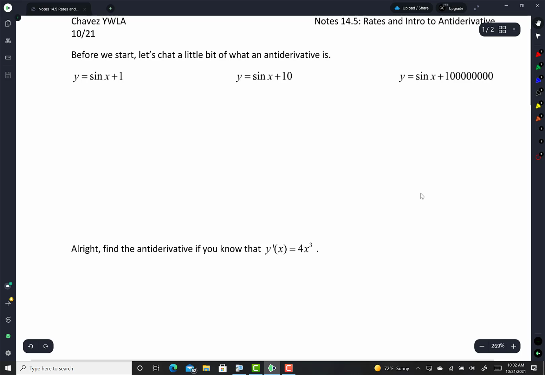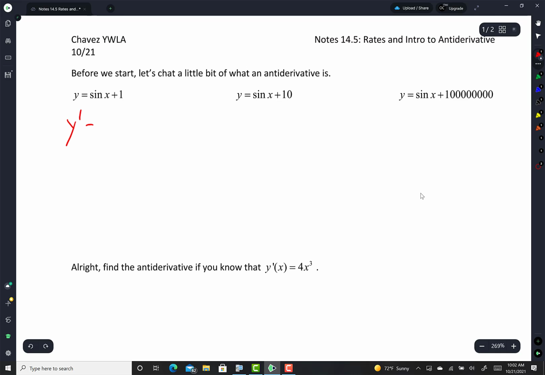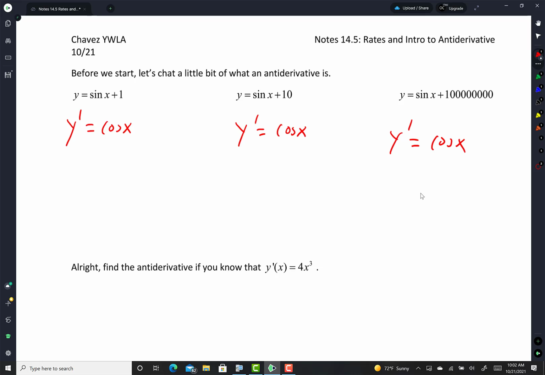You see all these three functions? Let's take the derivative of them. Y prime equals, what's the derivative of sine x plus 1? Cosine x. What's the derivative of sine x plus 10? Cosine x. And the next one, with a huge number of zeros? Cosine x. Notice that all of them, regardless of that c, had a derivative of cosine x. So all the originals just differ by a constant.